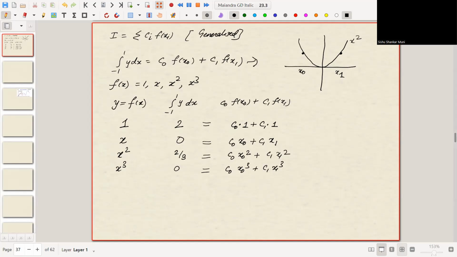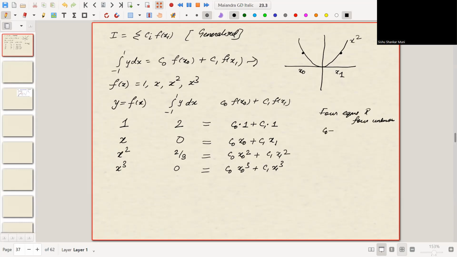Can you see it now? So you just have to solve these 4 equations. 4 equations and 4 unknowns. So if you do that, what are c0, c1, x0, and x1? Can you try? So you now know the 4 equations. What are those 4 equations? 4 we have and 4 unknowns we have, right?